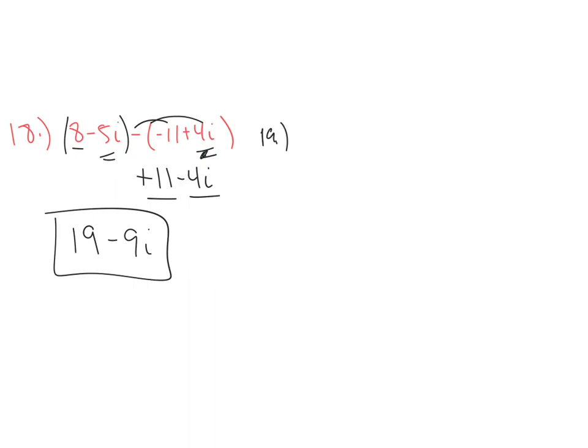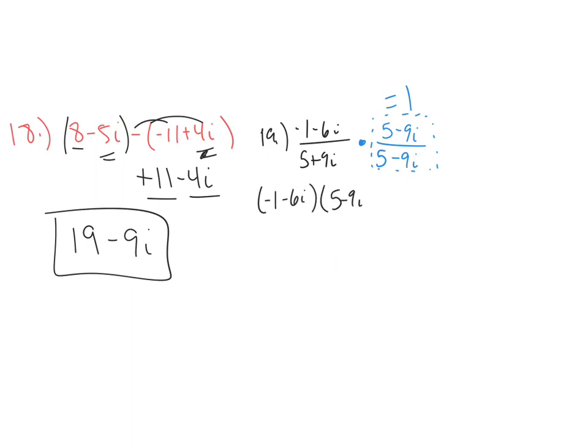19, very similar to the conjugates on number 13. So I have negative 1 minus 6i all over 5 plus 9i. Because it's complex and it looks hard, my conjugate box is going to look like this. So I'm going to multiply. Remember, I care about the bottom, and the bottom has a special someone, 5 minus 9i. I don't care about the top. I copy whatever I wrote on the bottom because this box has to equal 1.